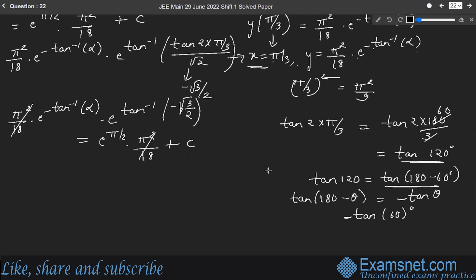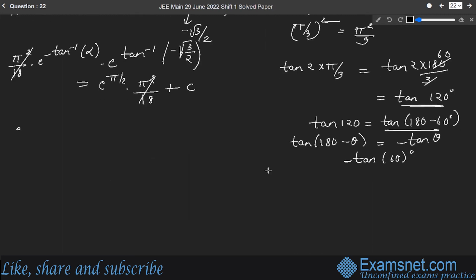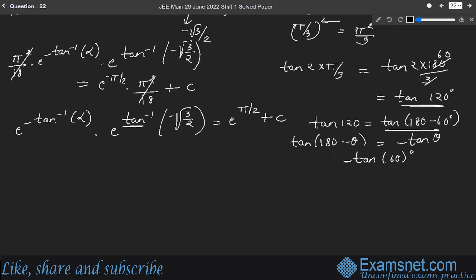So let us write the remaining terms. What are the remaining terms? e power minus tan inverse alpha into e power tan inverse of minus root 3 by 2 is equal to e power π/2 plus c. All right. So now let us convert this value, since this power is in tan inverse.